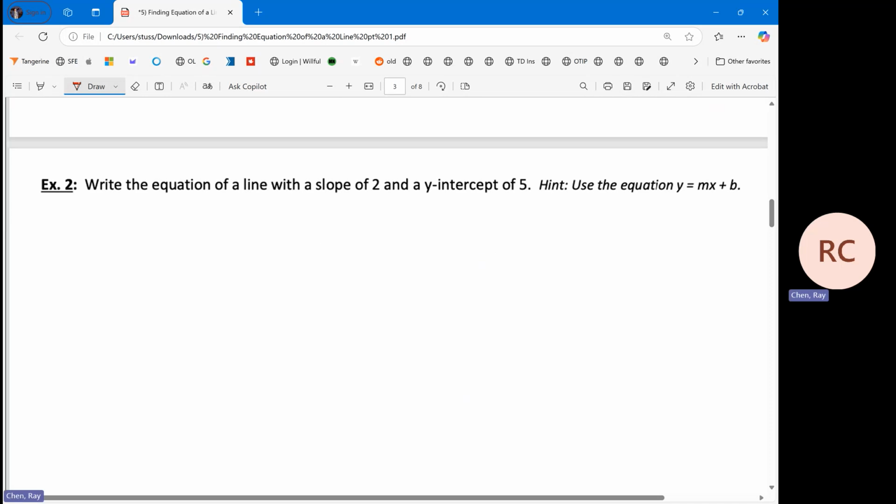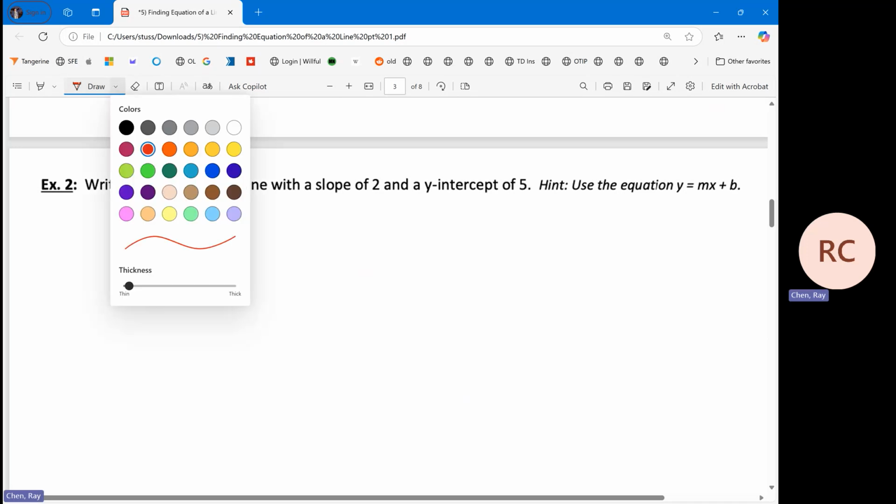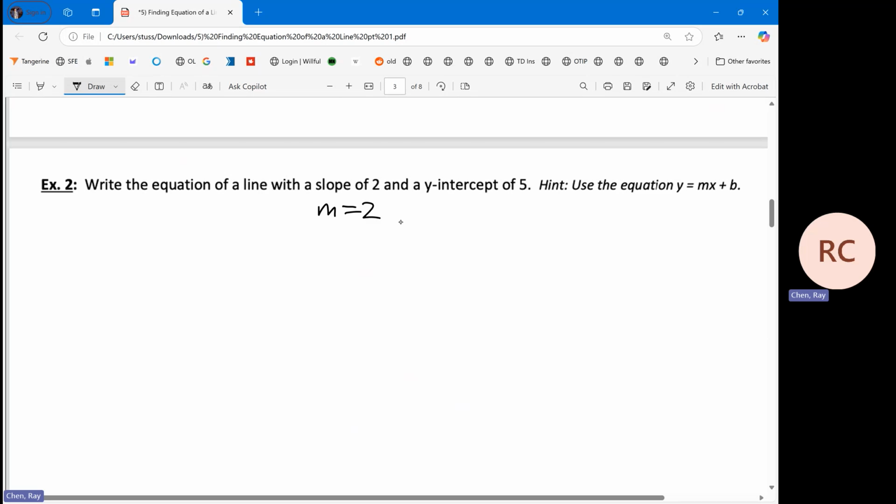Question 2. Write the equation of a line with a slope of 2 and a y-intercept of 5. Hint, use the equation of y equals mx+b. To decode this really quickly, our slope of a line is 2. Our y-intercept, that's 5. Specifically, it is 0, 5. Using the formula of our equation of our line, y equals mx+b, we're just going to sub in the information.